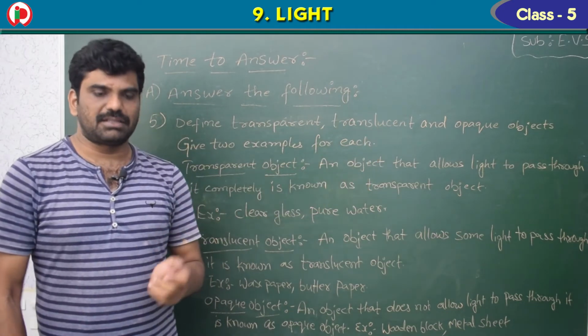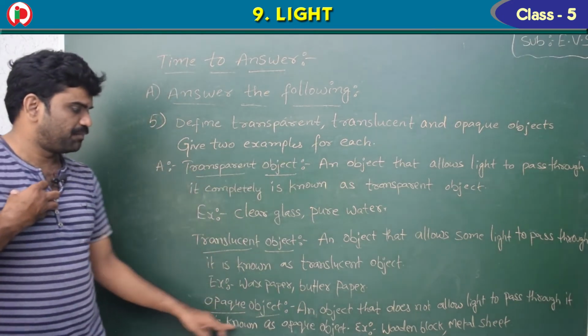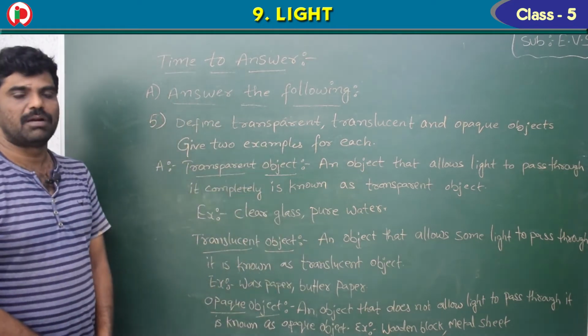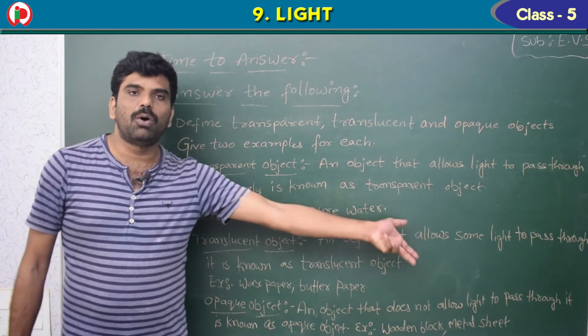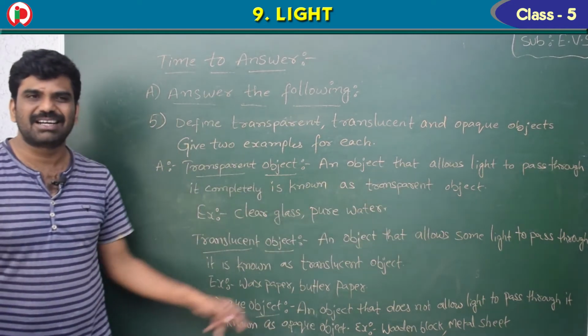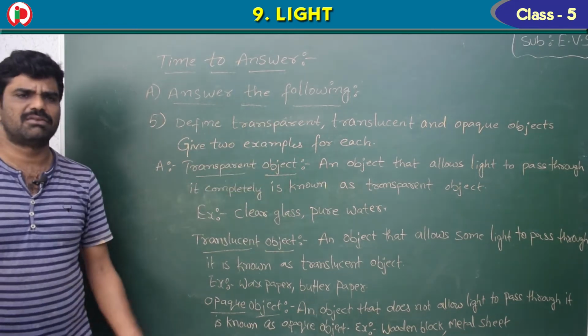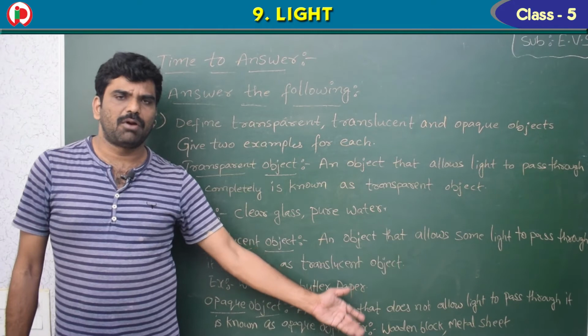Okay. So for example, the light won't pass through the human body, and at the same time, wooden block and metal sheet. An object that does not allow light to pass through it, we can't see through it. So that is why those are called opaque objects. Example, wooden block, metal sheet.